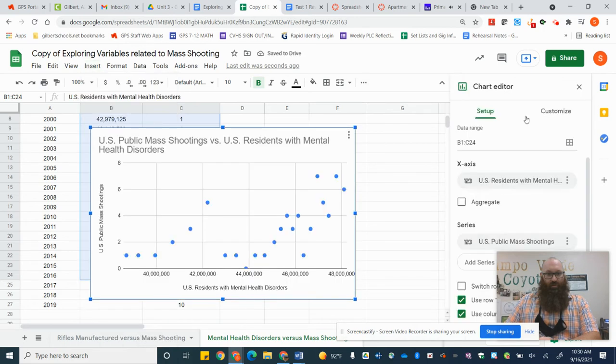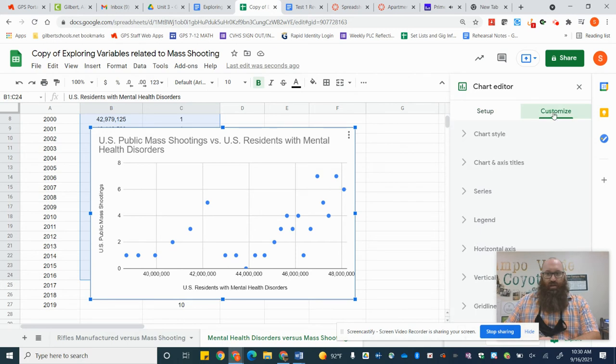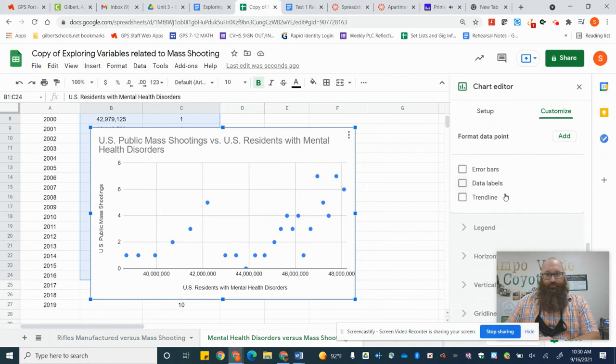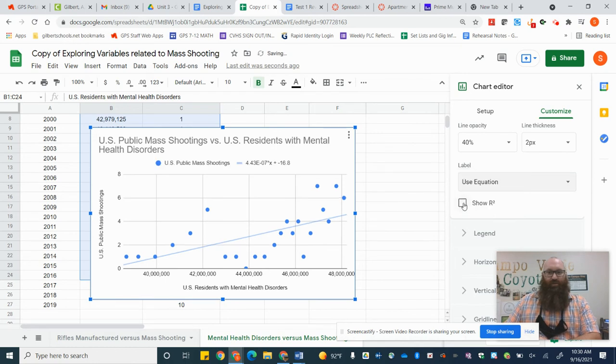And then we wanted to make sure that chart was set up as a scatter chart. And then the way that we got our trend line was we came over to custom and series. If you tick the trend line box, then here in the label dropdown, choose use equation and show R squared. So those are the pieces that we had in class yesterday.